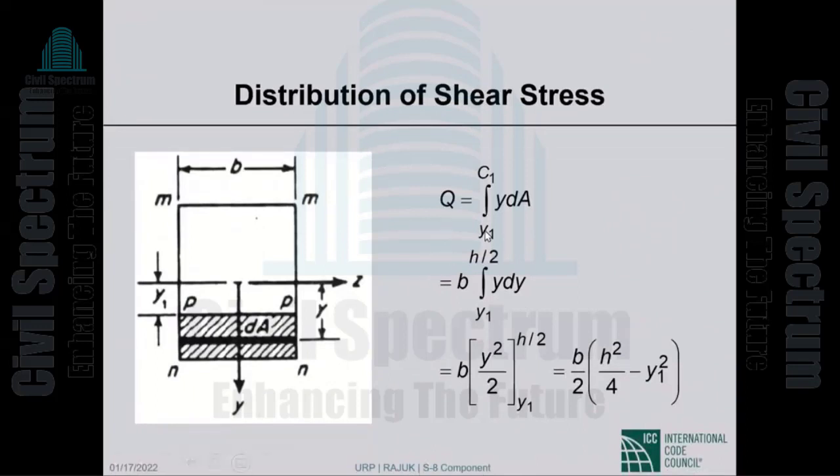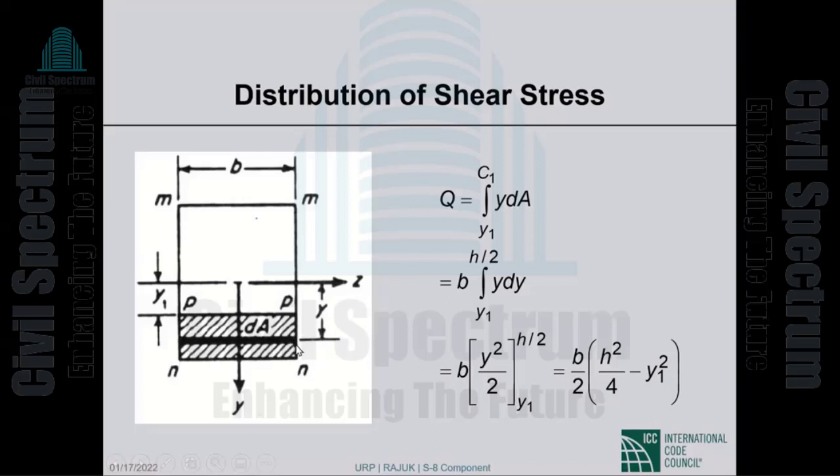So we wrote the same expression again. Q is the integral of y dA. y is the distance of this elemental area from the neutral axis. dA is the elemental area. We integrate that over the hatched portion of the section from y1 to c1, which is the distance to the bottom. So dA is the width b times dy.